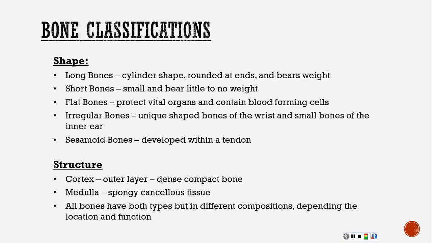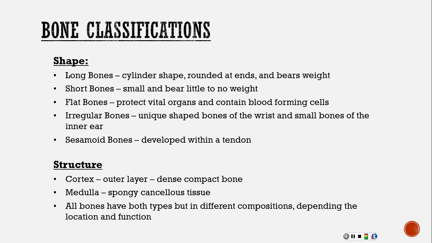Irregular bones are going to be unique-shaped bones of the wrist and small bones of the inner ear. And also you've got the sesamoid bones. These are developed within a tendon. The patella is a good example of this. This is the least common type that you'll see.